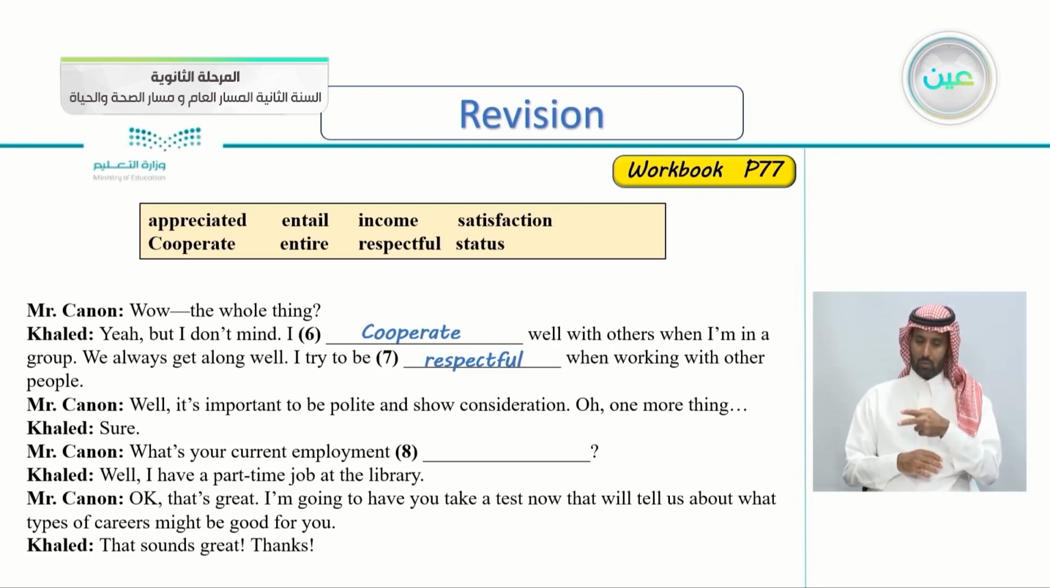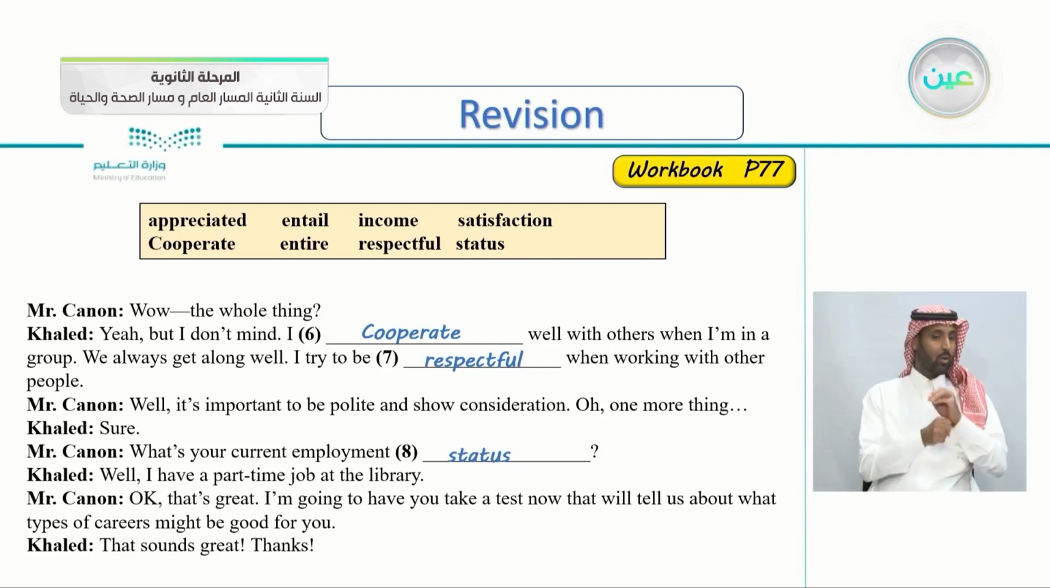Oh, one more thing. Khalid replied, sure, Mr. Cannon. What's your current employment... and number 8, the last one is, of course, status. What's your current employment status or situation? Khalid replied, well, I have a part-time job at the library, Mr. Cannon. Okay, that's great. I'm going to have you take a test now that will tell us about what types of careers might be good for you.